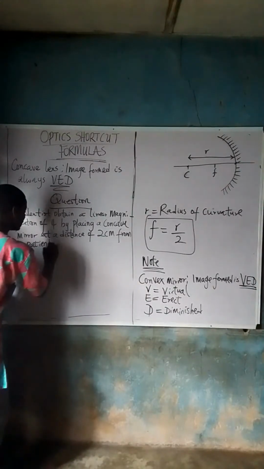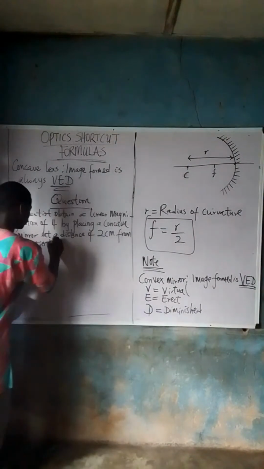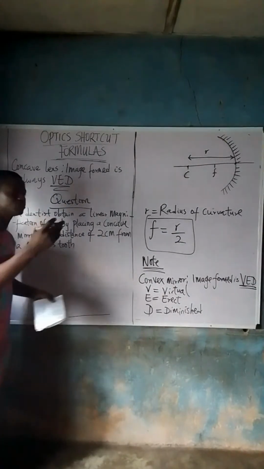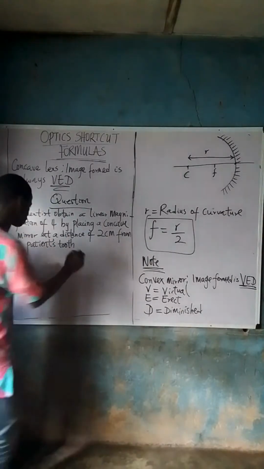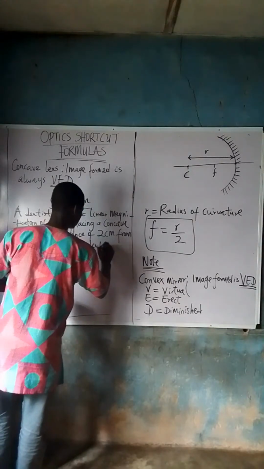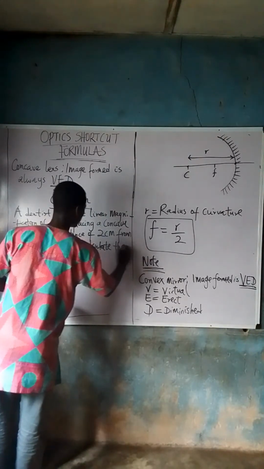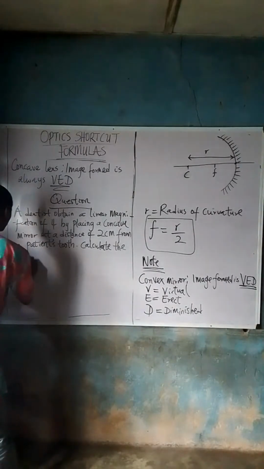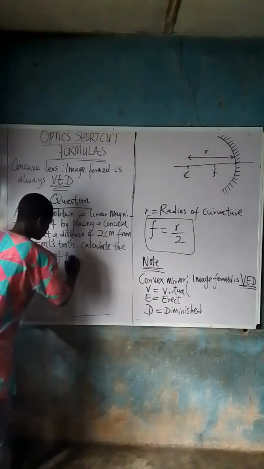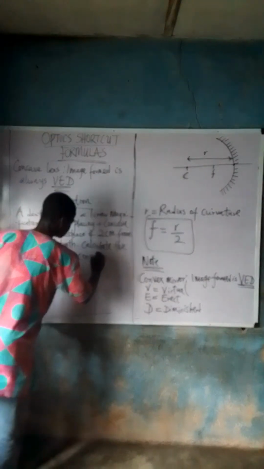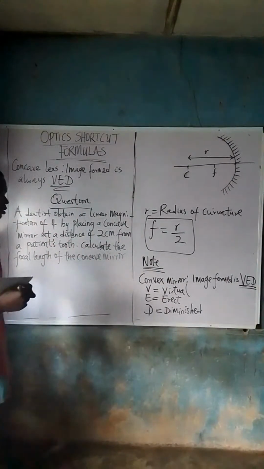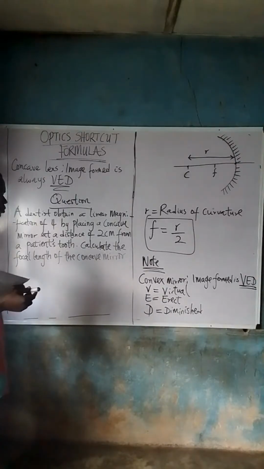Forget about the drama that's being explained. Just focus on the values and what you're asked to find. We're told that it placed the mirror 2 cm from the patient's tooth. What is the question? Calculate the focal length of the concave mirror. Now, look at this. Very interesting.